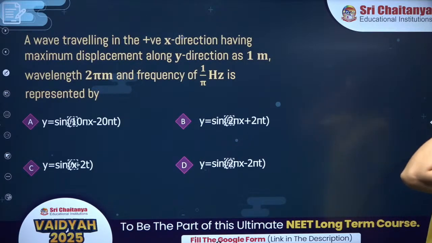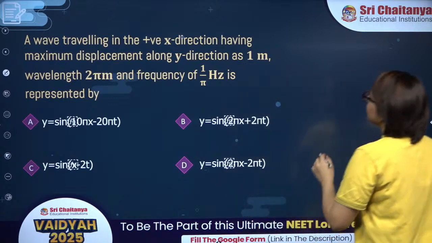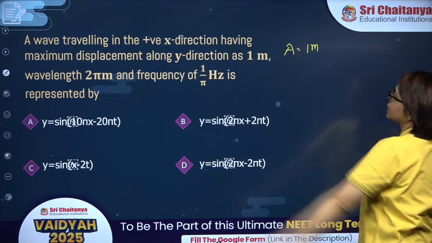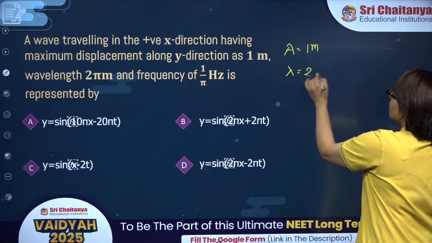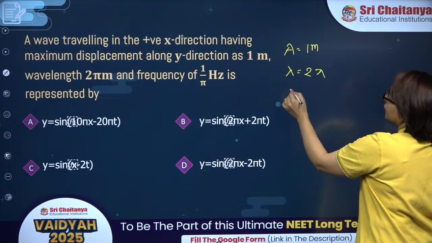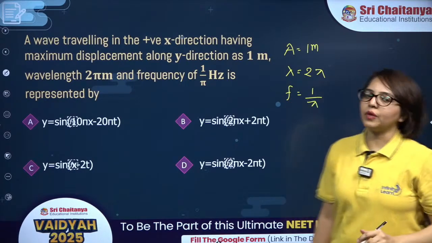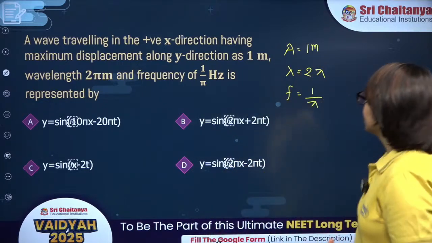Next is this one. A wave traveling in the positive x direction having maximum displacement along y direction as 1 meter. Maximum displacement is nothing but the amplitude. Wavelength is 2 pi meter and frequency is 1 upon pi hertz. Then what is the equation of that wave? What is the equation of that wave?